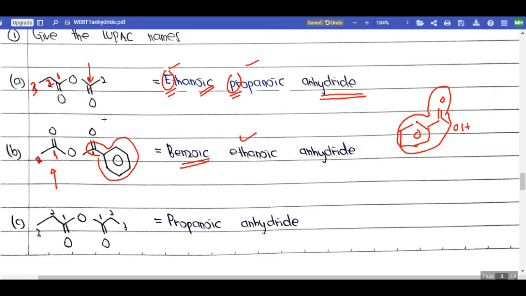For this one, we consider it an anhydride because it has the anhydride structure of C double bond O attached to O attached to the C double bond O. That's why we put anhydride at the back. Just like the previous example, benzoic comes first because we are arranging it in alphabetical order.